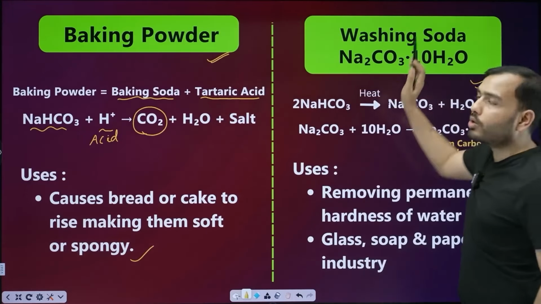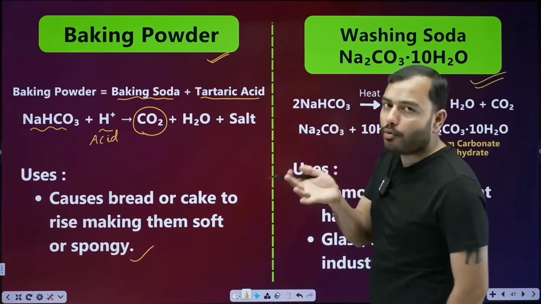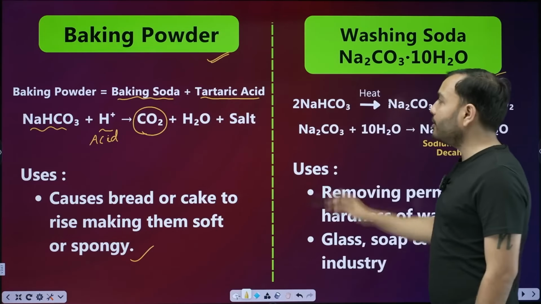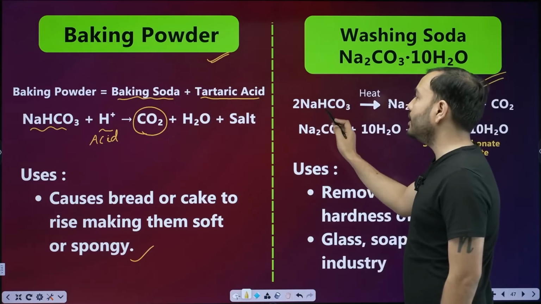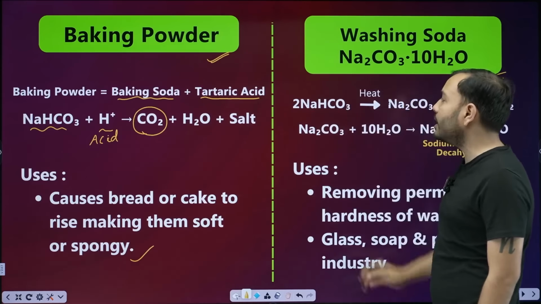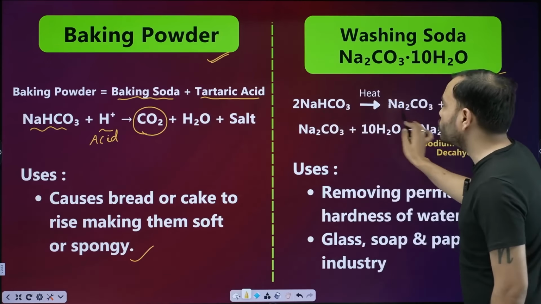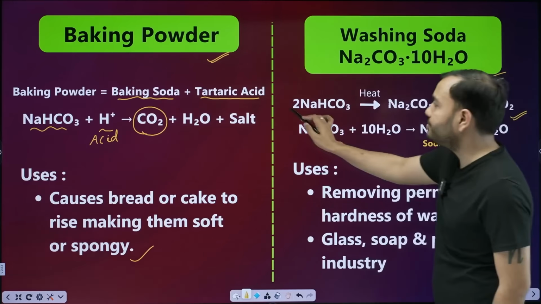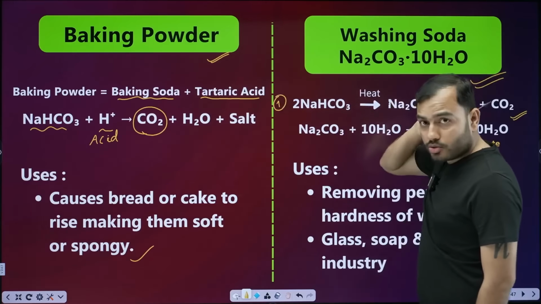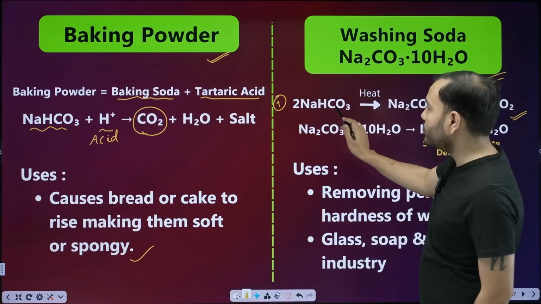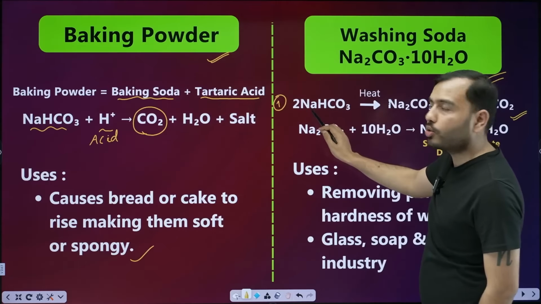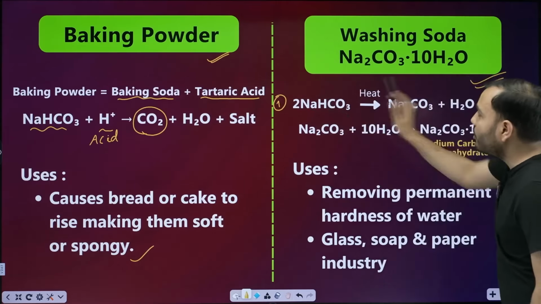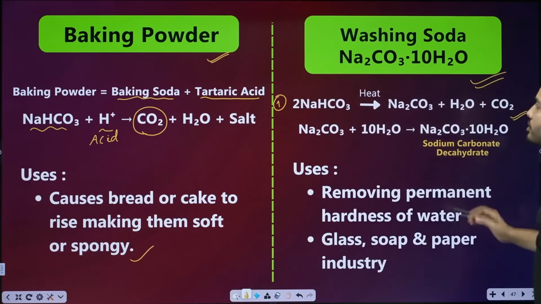Now washing soda: from soda comes Na, and from washing comes water. Na2CO3.10H2O. How is it formed? You have taken baking soda, NaHCO3, and heated it. Then what happened after heating? It changes to Na2CO3, and what is released? H2O and carbon dioxide. Step 1. How was soda formed? From baking soda, NaHCO3. Heating NaHCO3 releases carbon dioxide and water.